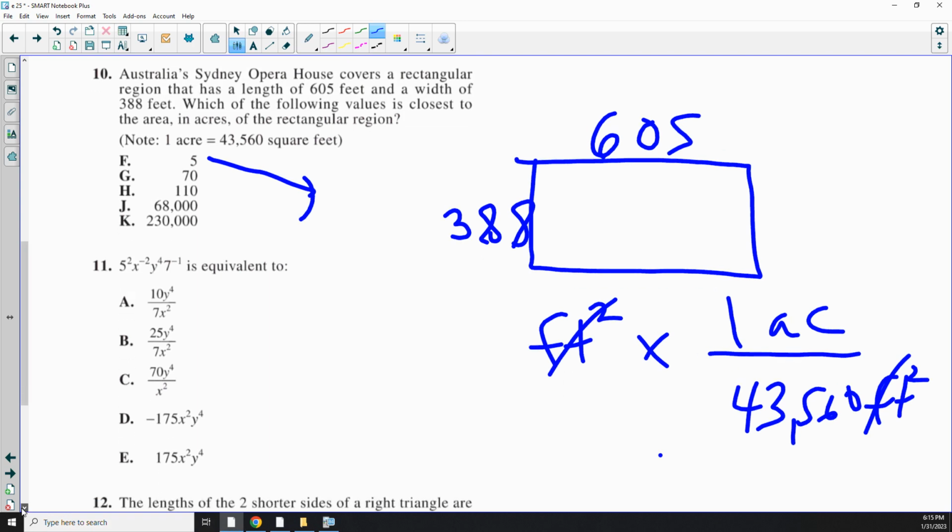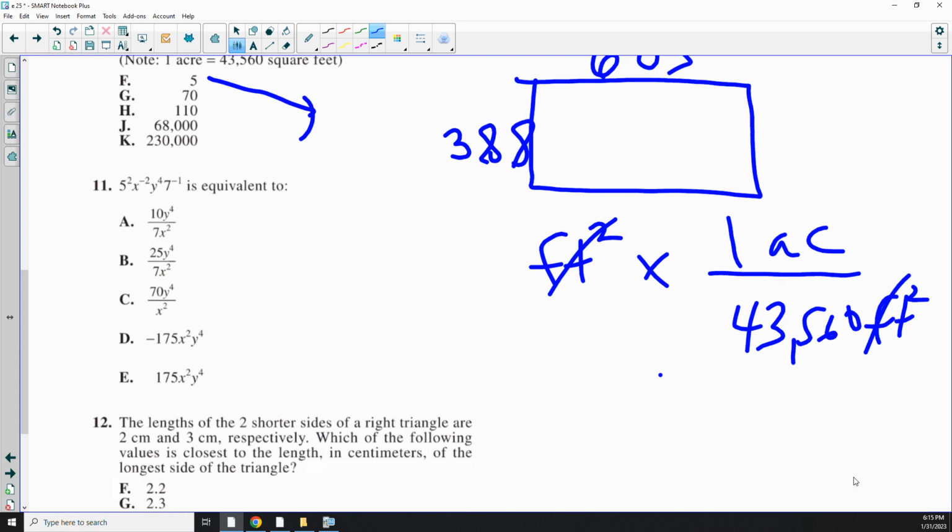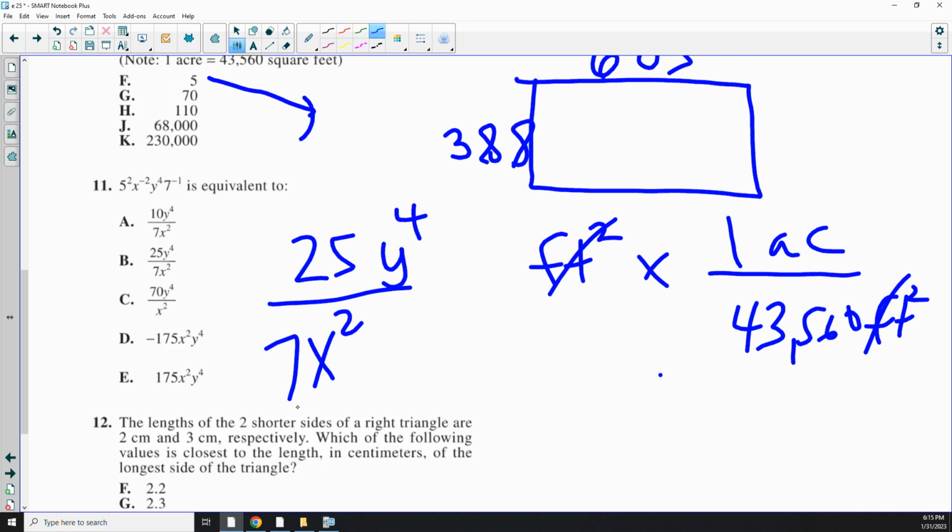Hadn't seen this much. It looks like negative exponents is what they're teaching you. So 5 squared is 25, and the x goes down, the y stays up, and the 7 goes down. The way I teach negative exponents is they go under.